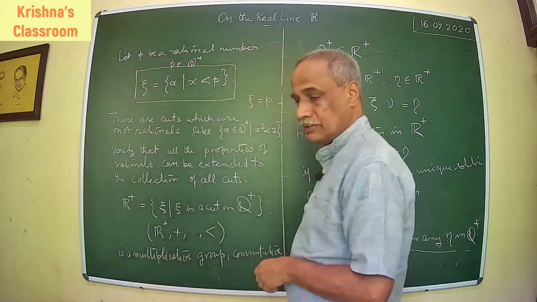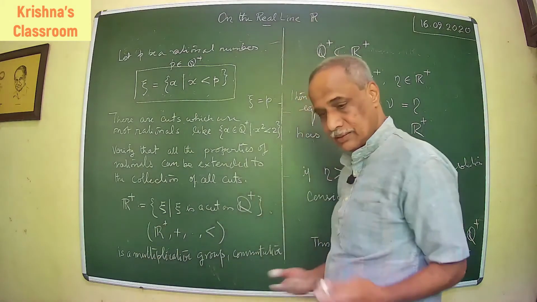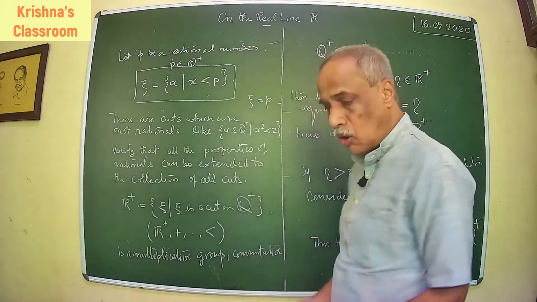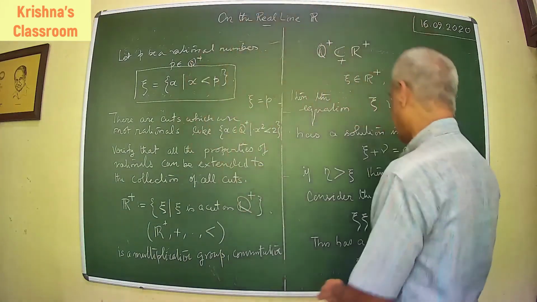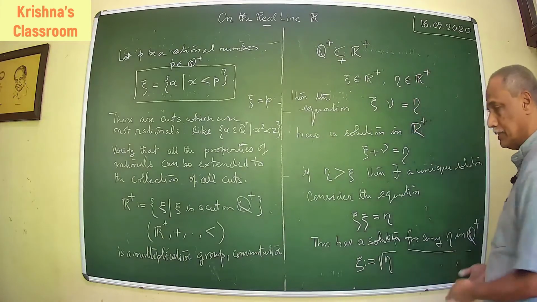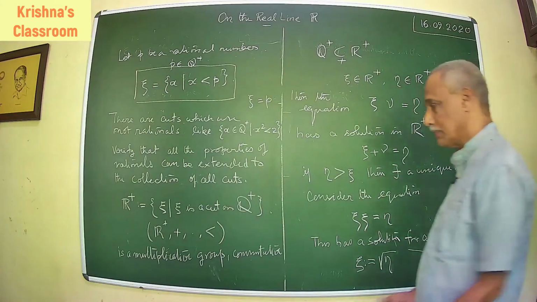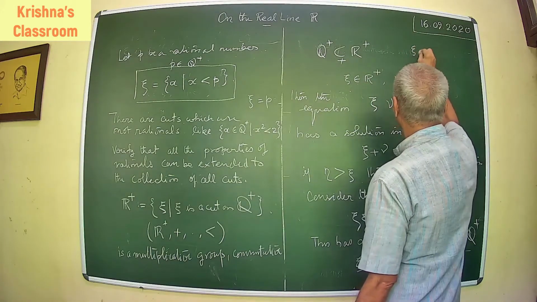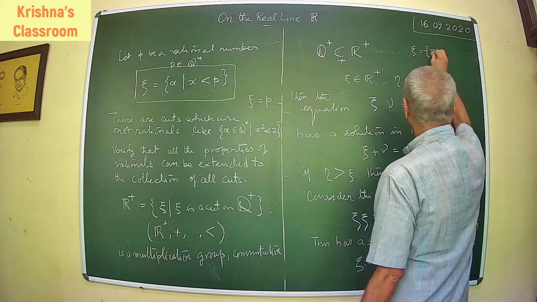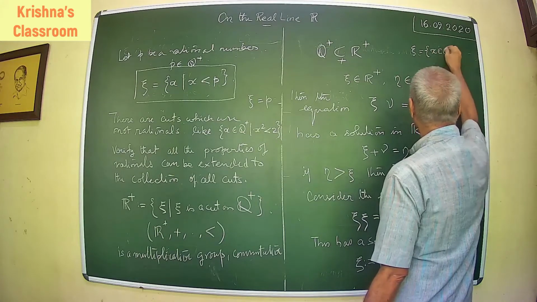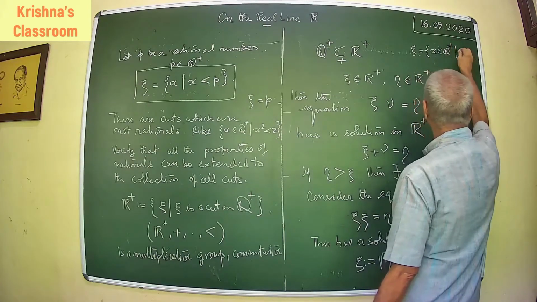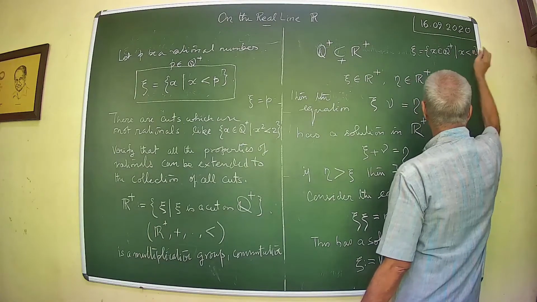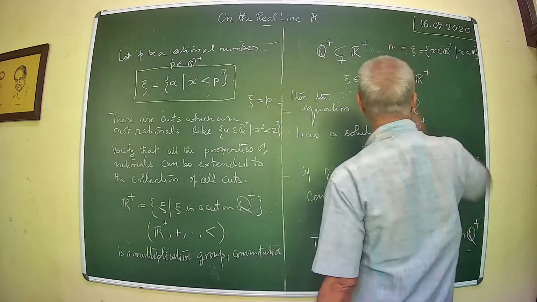Now we designate this as follows. So one more thing that I want to say is that all the natural numbers can be certainly obtained as a cut. What is that cut? The cut is this. See, psi equal to the set of all x belonging to Q plus such that x is less than n. This is what we call n.